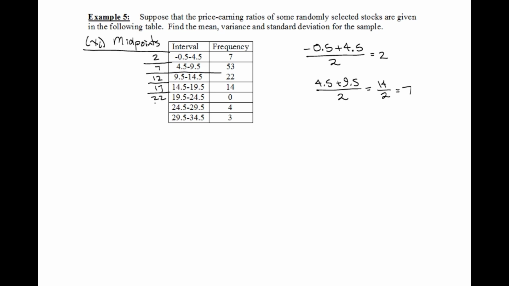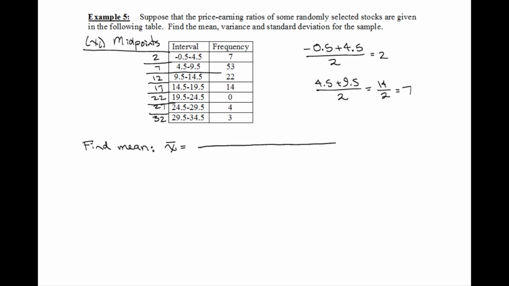22, 27, and they are going up by 5 each time. 32. This is what you should get for your midpoints. So now first we find the mean, which we're going to call x bar.